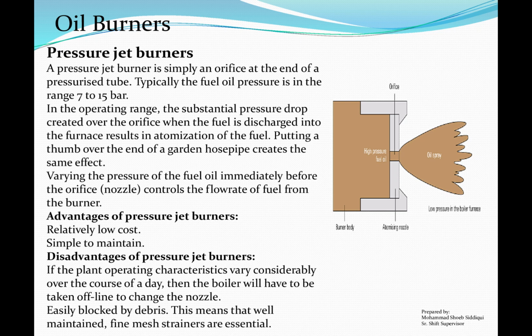Advantages of pressure jet burners: relatively low cost, simple to maintain. Disadvantages of pressure jet burners: if the plant operating characteristics vary considerably over the course of a day, then the boiler will have to be taken offline to change the nozzle. Easily blocked by debris. This means that well-maintained fine mesh strainers are essential.